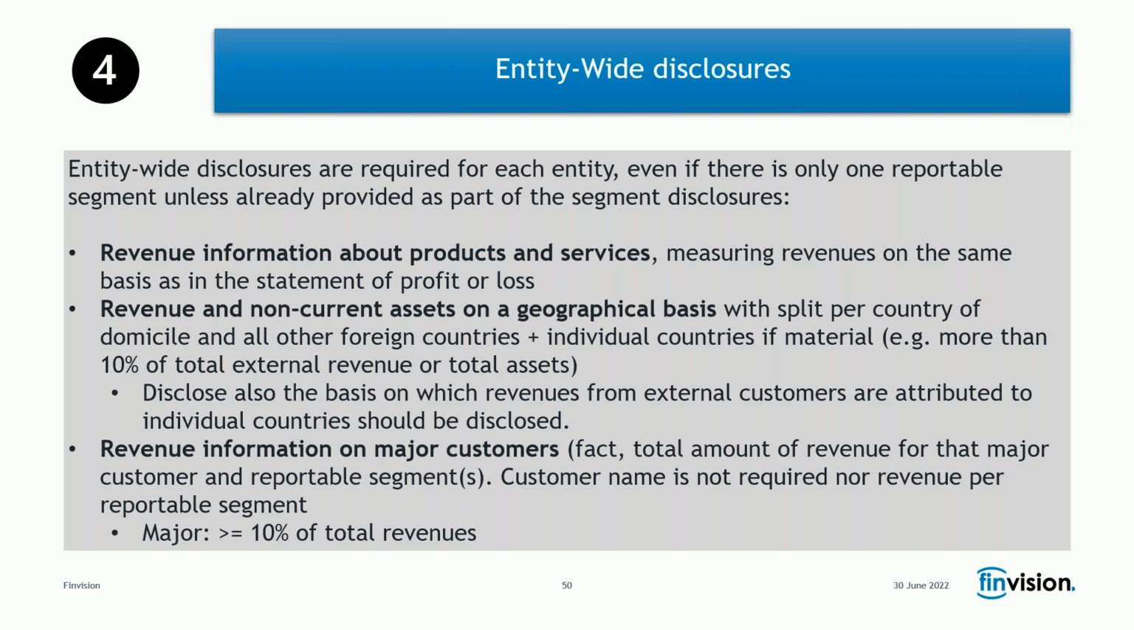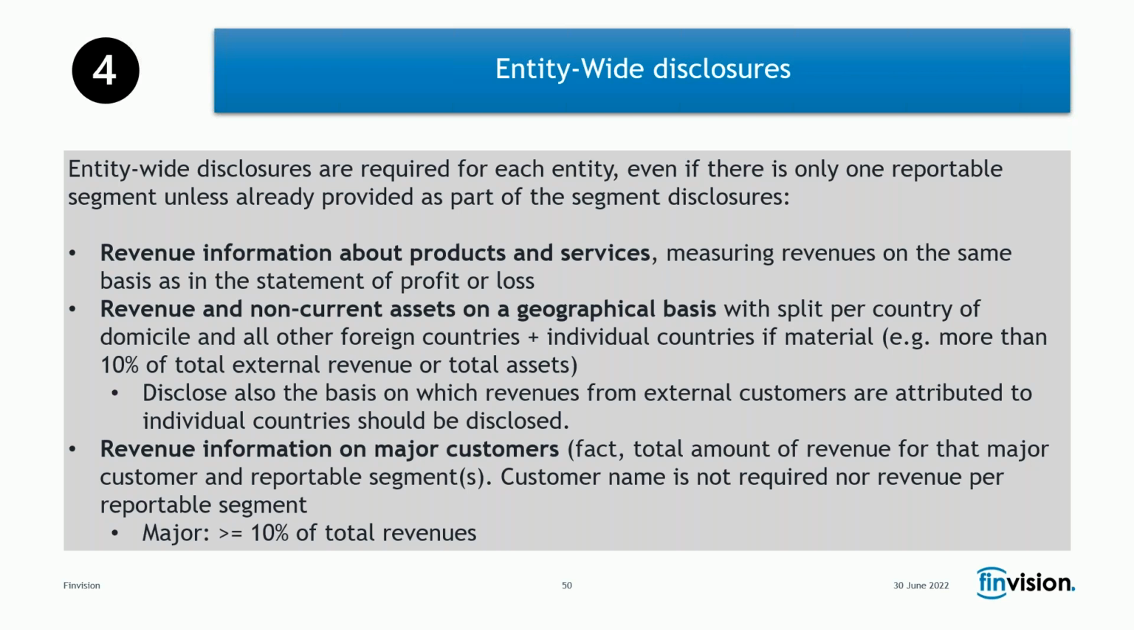Important also here is that it should be based on the same measurement basis as in the statement of profit and loss. So you will not necessarily align it with your measurement basis in the operating segments. It can be a different measurement basis than the operating segment disclosures. Then revenue and non-current assets on a geographical basis. Sometimes revenue is not an issue; non-current assets may be an issue. They have 2 ways to look at it.